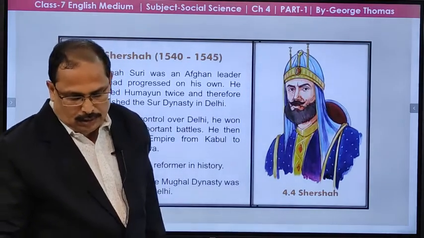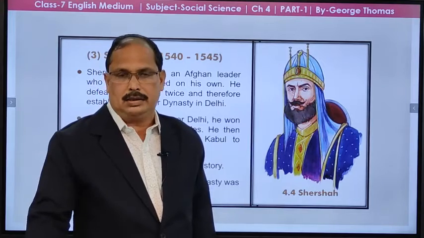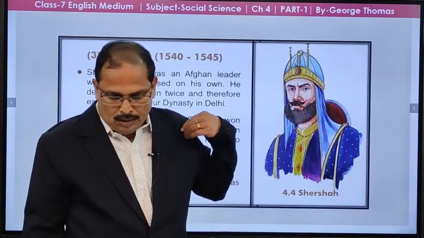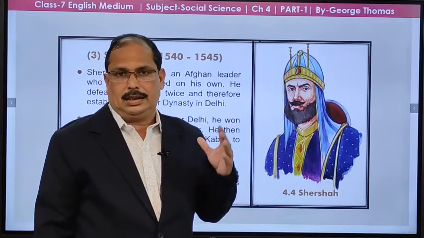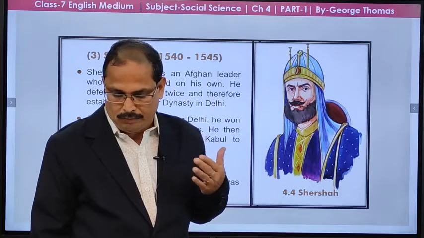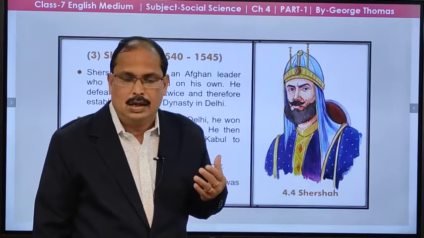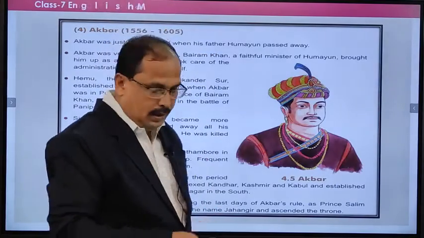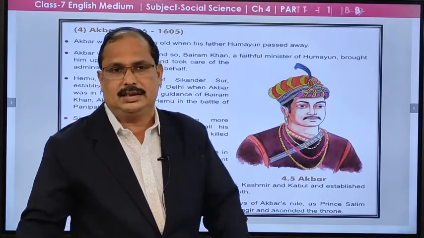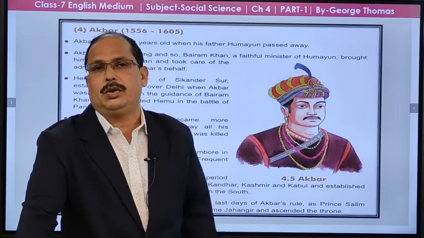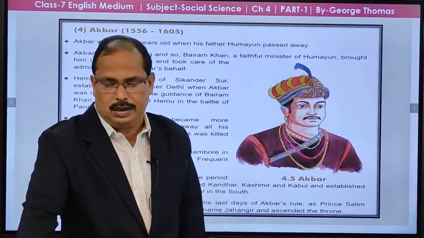After gaining control over Delhi, he won many battles, he defeated many other rulers, and he expanded his empire. In history, Sher Shah is known as a reformer rather than a warrior, because he had done many welfare activities for his people. After Sher Shah, his successors were not so strong. That is why Humayun was able to re-establish the Mughal dynasty.